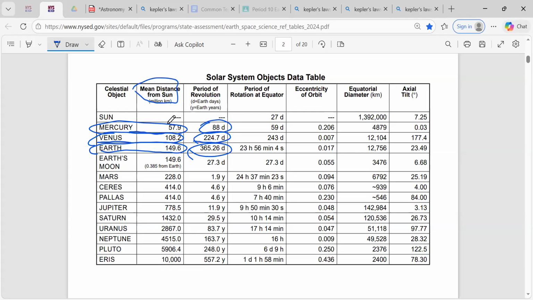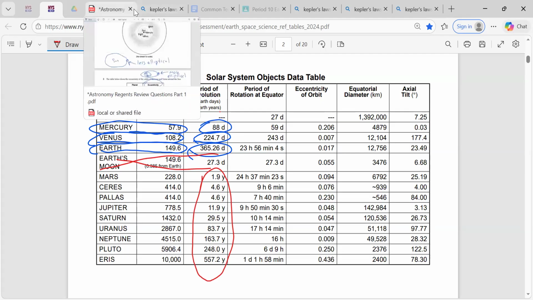You'll notice as the mean or average distance from the sun increases in this column, look what we see right here. The planet goes from 88 days to 224.7 days to 365 days. We don't count the Earth's moon, because they're only talking about the period of revolution going around the Earth, not the sun. But you'll see the trend: the farther a planet is from the sun, the longer it takes to go around the sun, which means its average speed will be slower and slower.